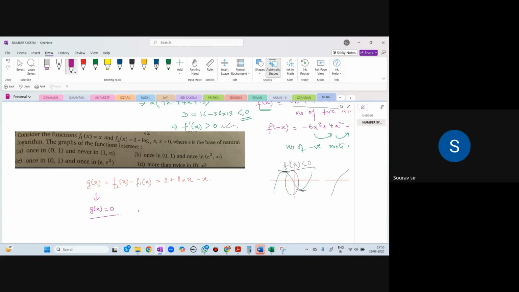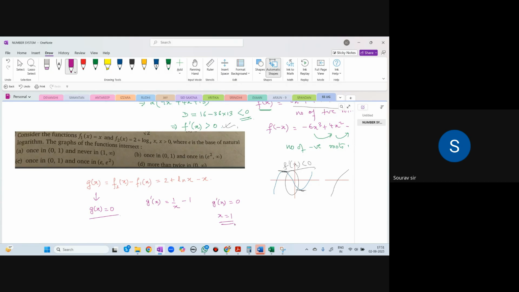So how will I find this g(x) equal to 0? For this, let me take g dash x. So g'(x) is 1 by x minus 1. Right? Now, if I take g'(x) equal to 0, then I get x equal to 1.